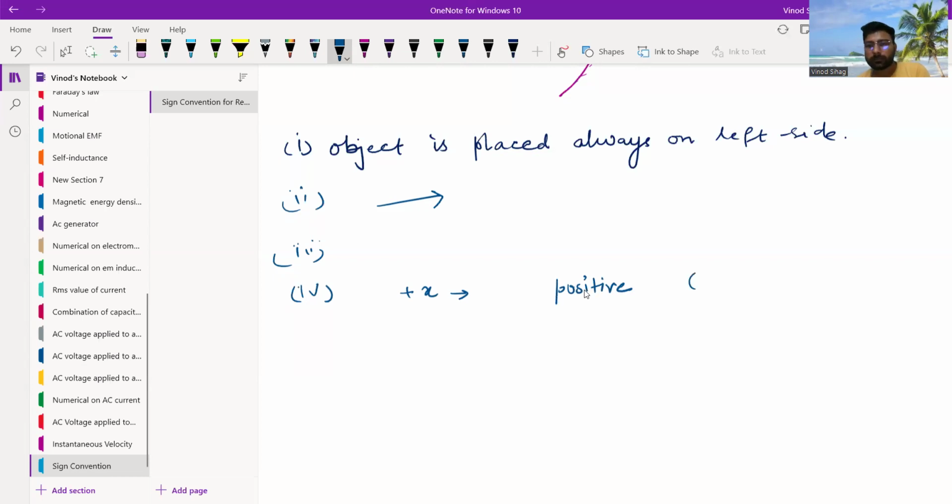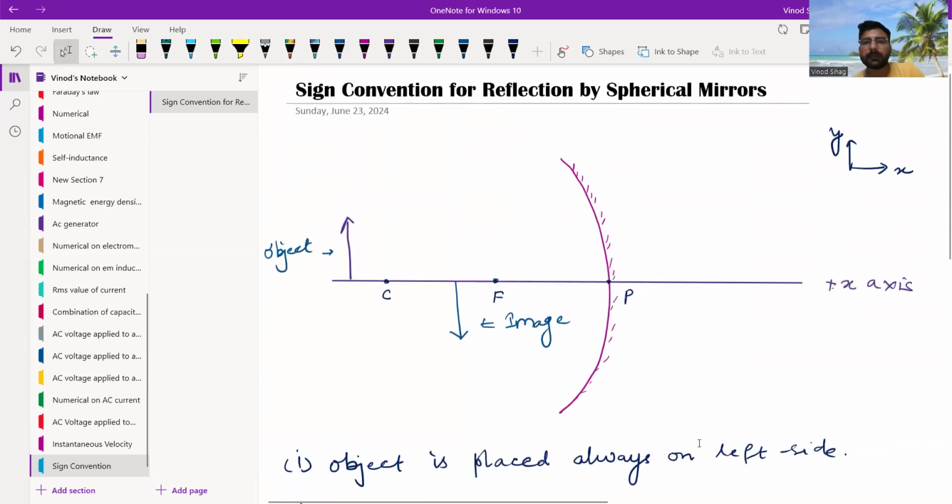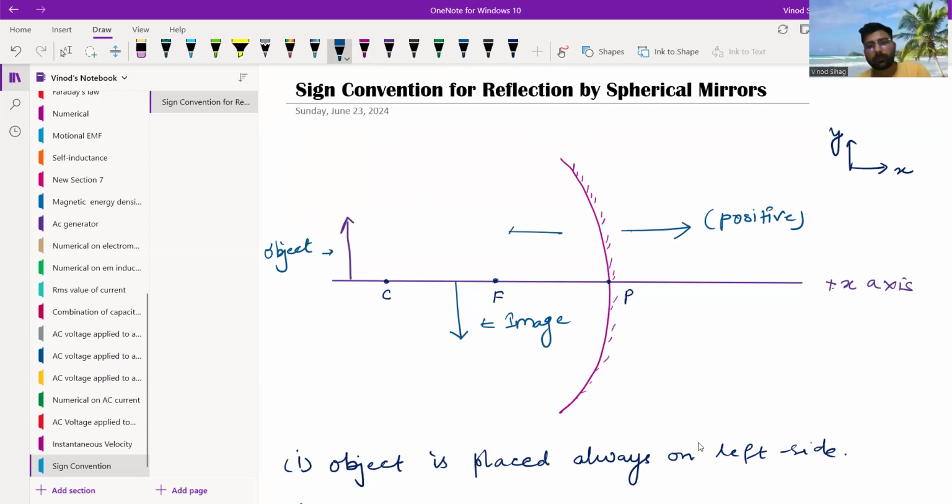That means right from the pole, the distances which are right from the pole will be taken as positive. Positive distances will be there, and the distances which are in the opposite side of the incident rays, or we can say the light, the distances which are on the left side of the pole will be taken as negative.